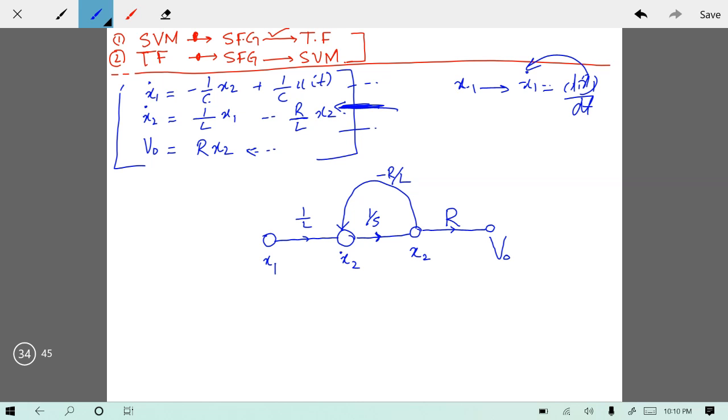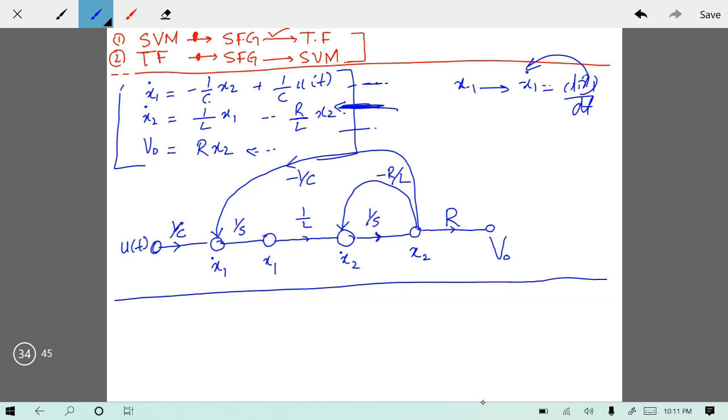Now similarly, I write the equation of x1 dot. Here I will write 1 over s, and x1 dot is 1 over c u of t. U of t is your input. 1 over c u of t minus 1 over c x2. So this graph satisfies all the equations of this state variable model.